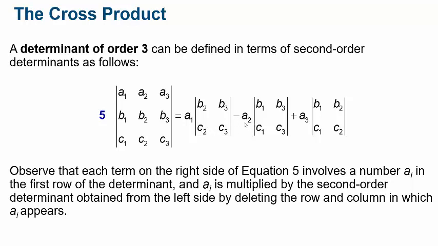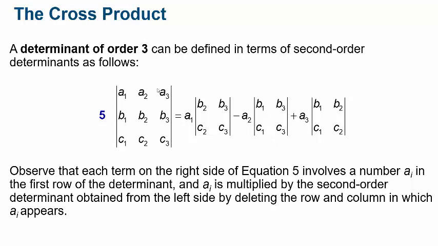Next, you're going to subtract. This is important. You subtract, you go to A2, and you cover up the row it's in and the column it's in. And when you cover up that, what you're left with is B1, B3, C1, C3. And you take minus A2 and multiply it by the determinant of that resulting 2 by 2 matrix.